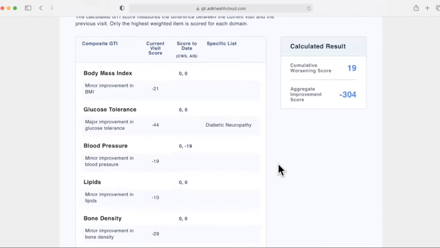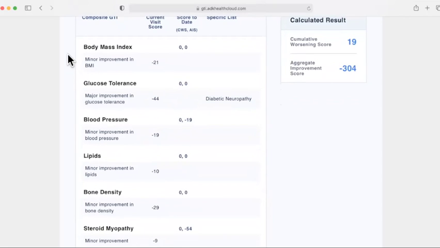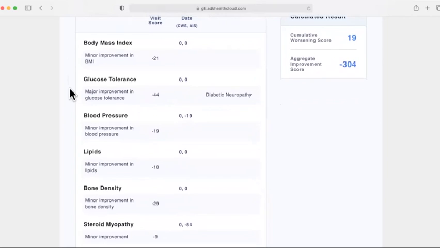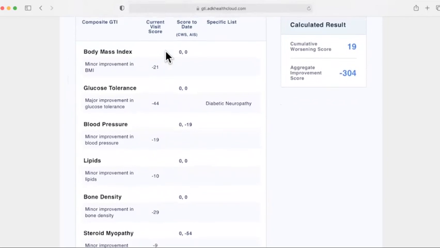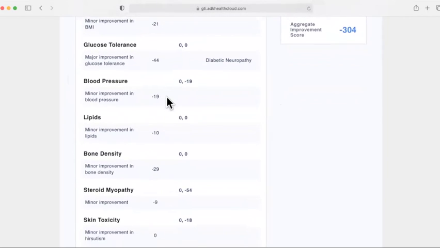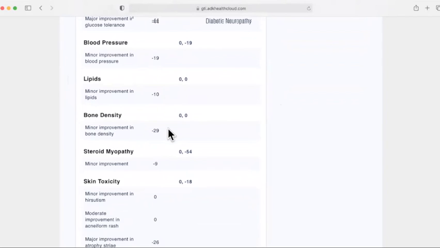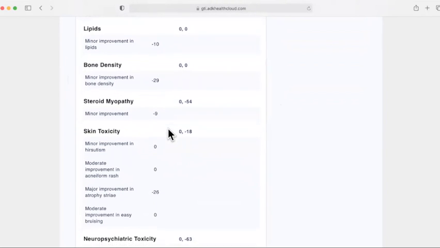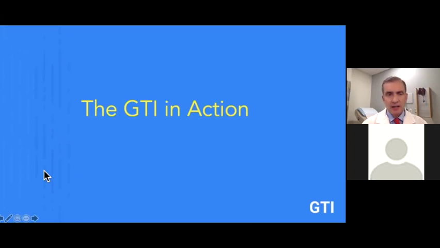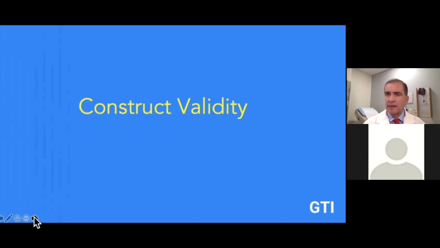Now, on the left are all of the patient's different domain scores over the full course of the trial. And you can see all the negative numbers. Those represent improvements in steroid toxicity within those domains. So that was the GTI in action. And now I'm going to talk a little bit about the construct of validity. Does the GTI measure what it is intended to measure, change in steroid toxicity?